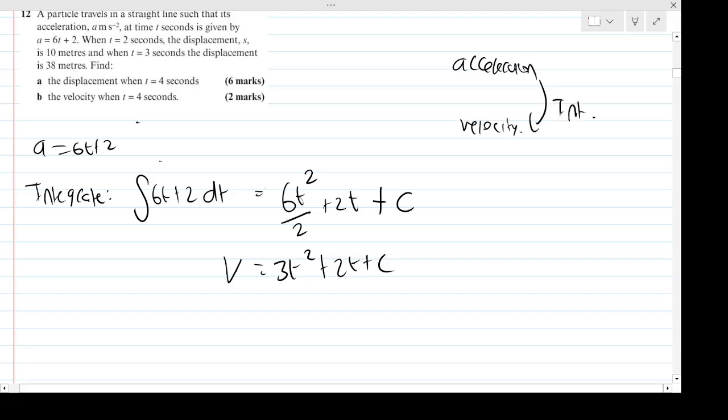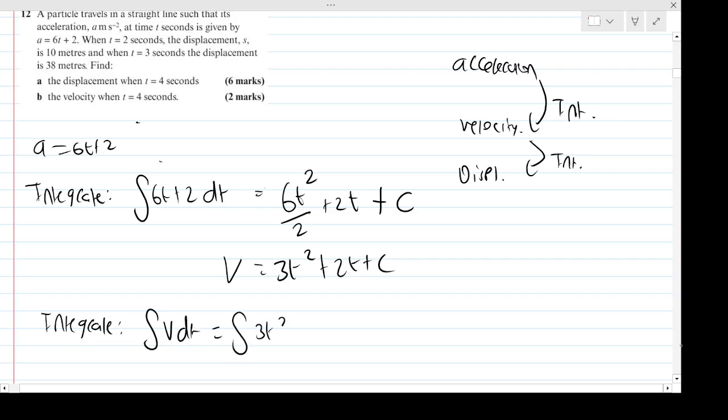But hang on, what's the issue here? The issue here is we want the displacement, so we're not there yet. So we're going to need to integrate again, because then velocity integrated gets me displacement. So if I integrate the velocity, the integral of v dt, well, that's the integral of 3t squared add 2t plus c dt.